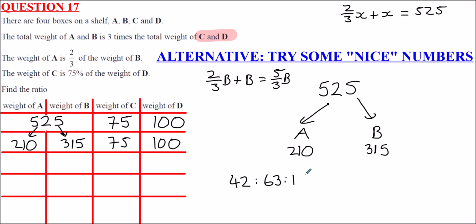75 divided by 5 is 15, and 100 divided by 5 is 20, giving the same solution as what we had before. That's my preferred method. It's not always easy to spot. You just need practice, practice, practice to get good at knowing what to do with these fairly horrible ratio questions like this.